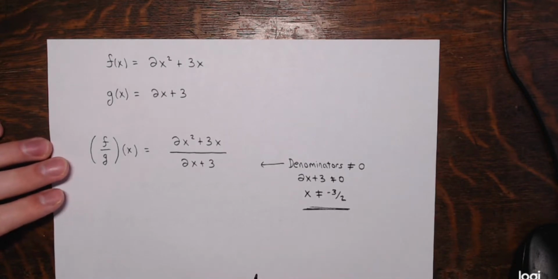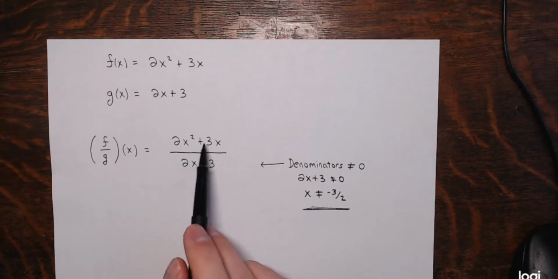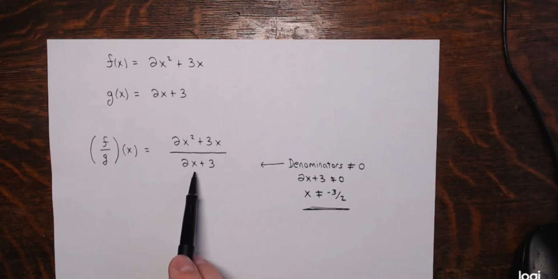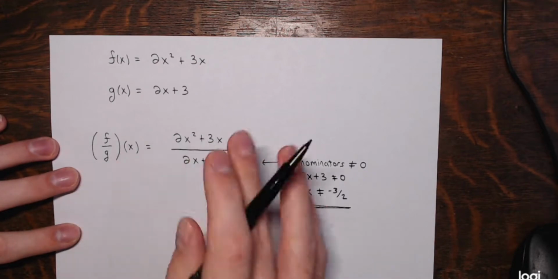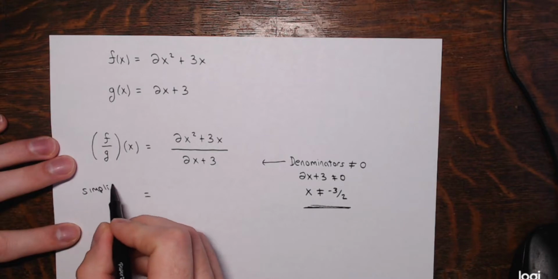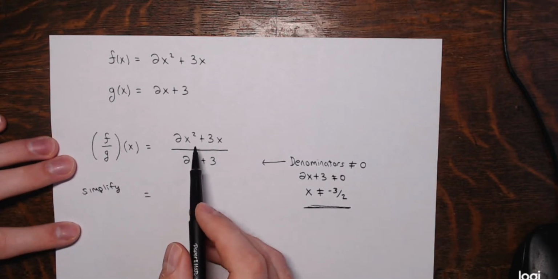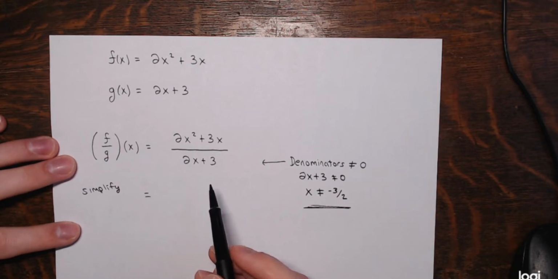If you're talking about the domain of this function, it's all real numbers except negative 3 halves, right? Because that would make me divide by 0. All right, so as long as x is not negative 3 halves, we can continue. And then we got to simplify. They did ask us to simplify this fraction. Remember how to simplify a fraction. You factor the numerator, factor the denominator, and cancel any common factors.